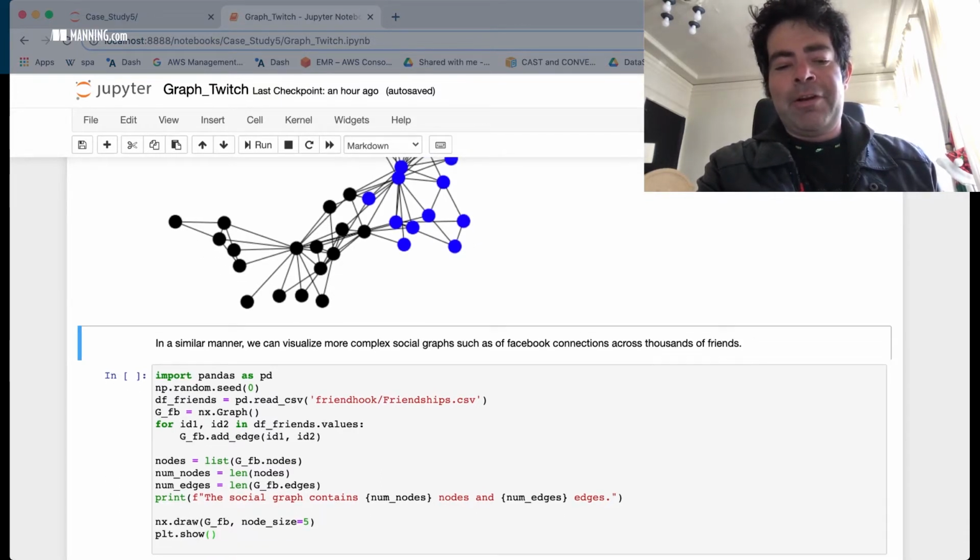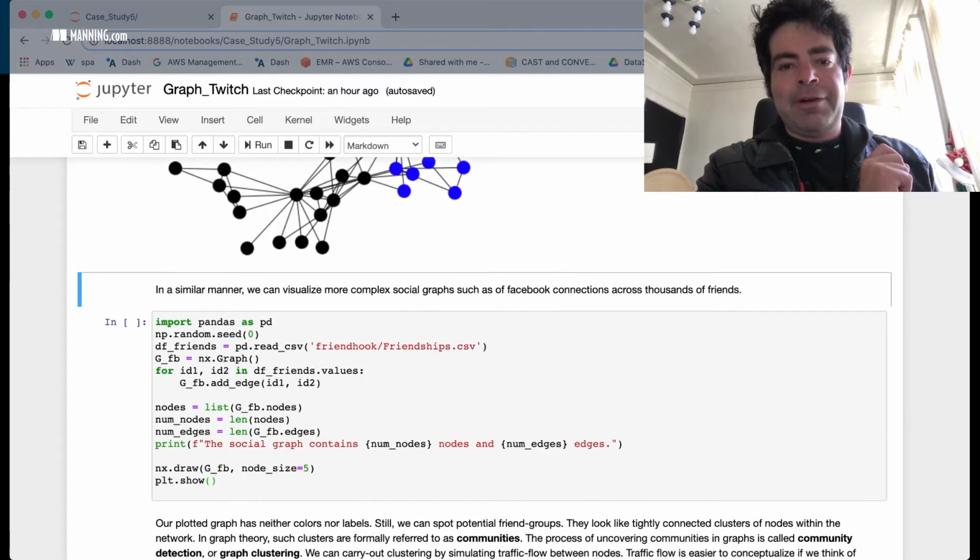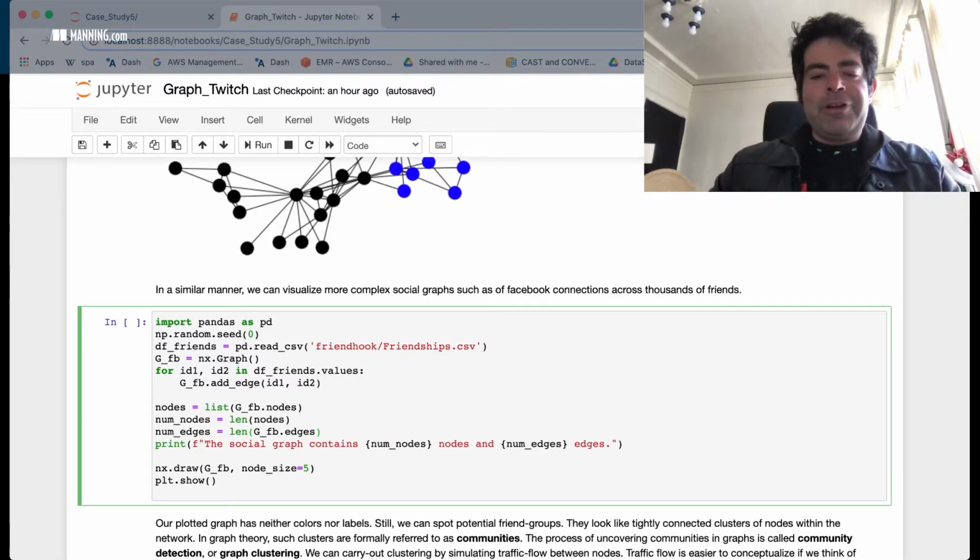This is data that's publicly available. The individual people have been anonymized, so we don't know their identities. All we know is that they're friends on Facebook. And this network is going to be very large. It's going to take thousands of nodes. So we're going to load it in and we're going to visualize it.